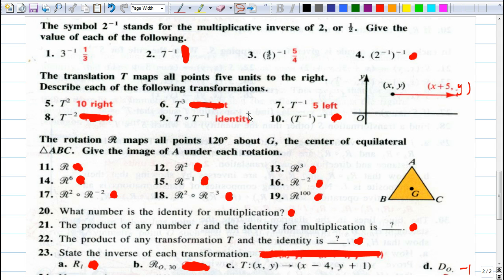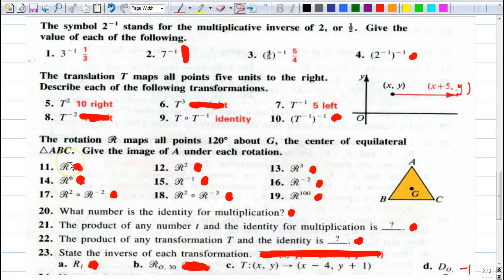Number 11. What will be the rotation? Look, it says rotation R maps all points 120 degrees about G. There's a G right in the middle of this equilateral triangle. So why 120? Because if you were to draw segments from G to each of the vertices, each of those angles is 120. 360 divided by 3, right?